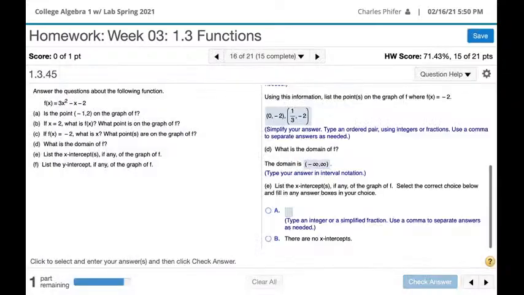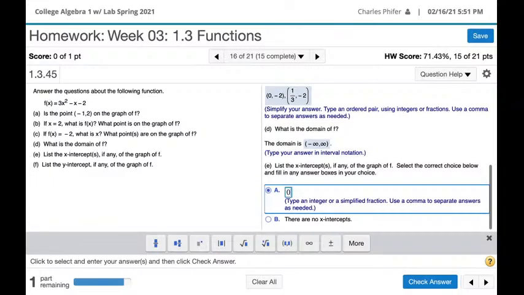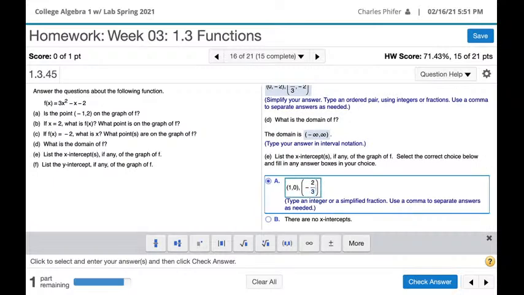X-intercepts, we got 1, 0, and -2/3. So if you're confident, or if I would try to get ahead, honestly, you can get pretty far ahead of my class. It'll help you with your other classes.